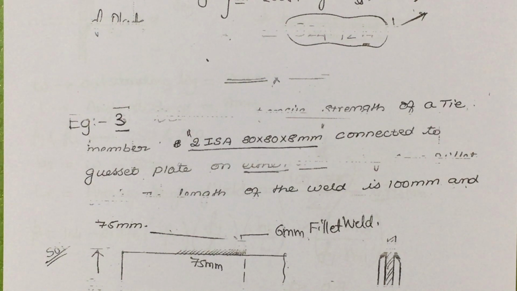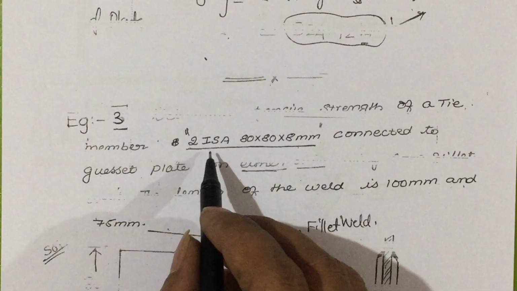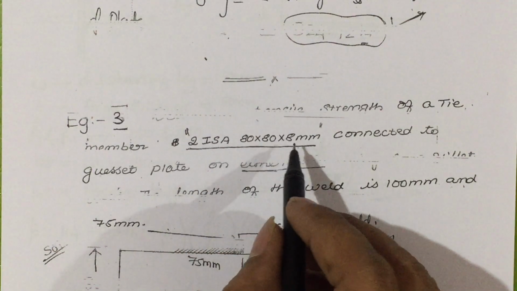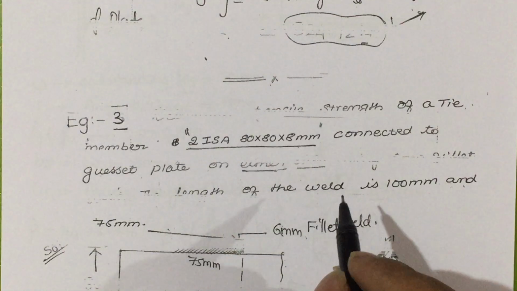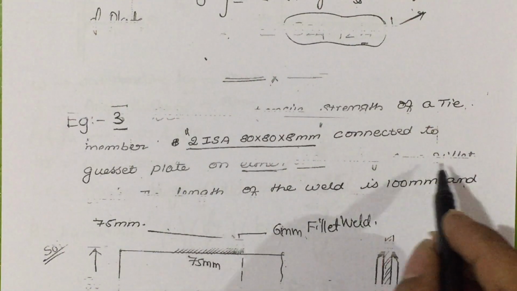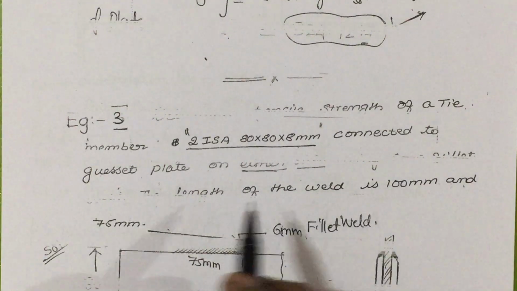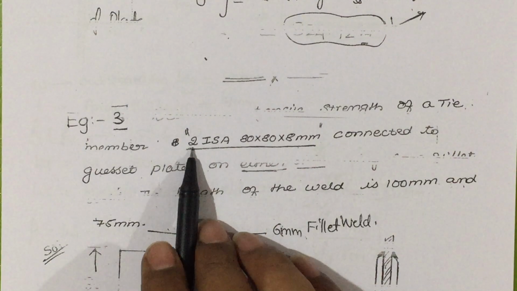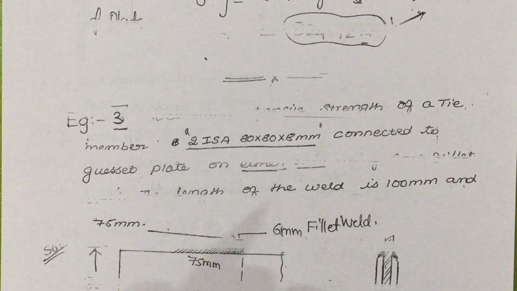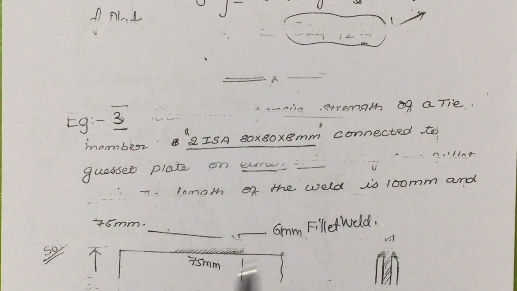Example 3. Determine the tensile strength of the member 2 ISA 80 by 80 by 8 mm connected to the gusset plate. Here it is a welded connection and it is 2 ISA 80 by 80 by 8 mm, nothing but a built up member. For this one we need to determine the tensile strength.